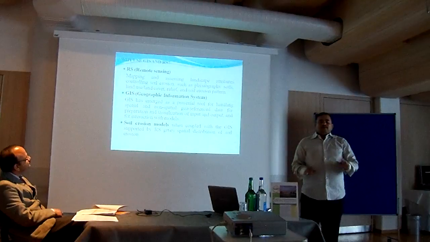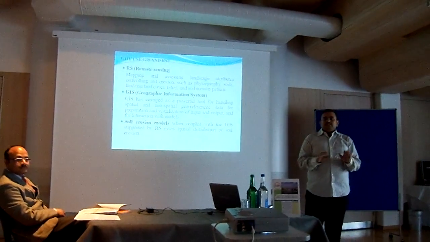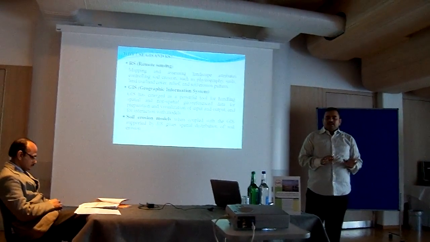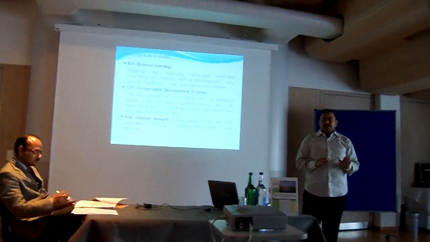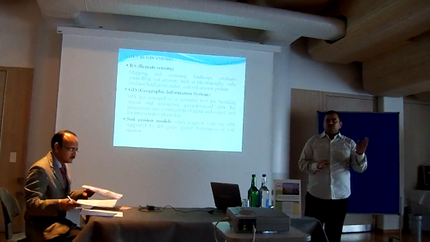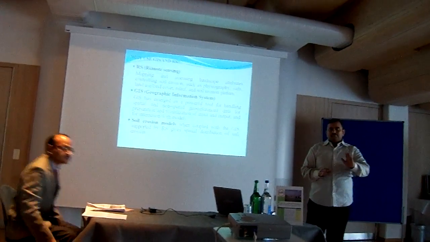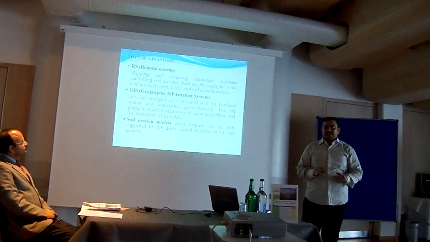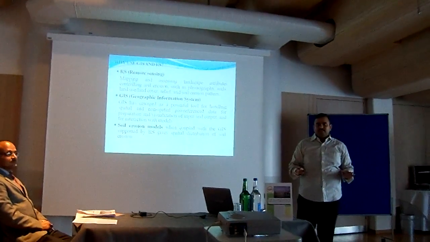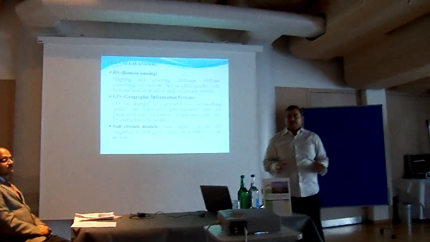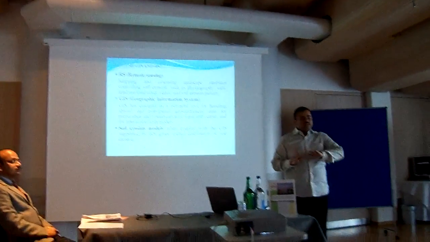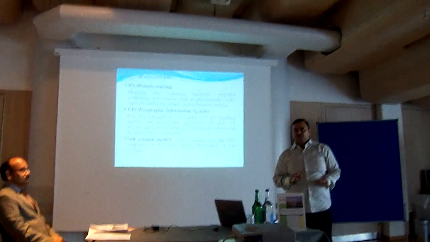Now we are habituated with some erosion models, like the conventional models, USLE and Musgrave. But when these models are accompanied with remote sensing and GIS, they give the spatial distribution of the soil erosion. That's the beauty of coupling remote sensing and GIS with these conventional models.